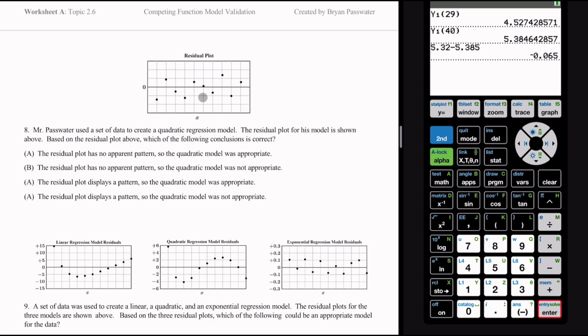Okay, we see this one doesn't show a pattern here. Looks like he used a quadratic regression model. So we're looking for the quadratic model was appropriate because the residual plot displays no pattern. C and D, we're crossing that off. It shows no pattern, so it's appropriate, so our answer is A.